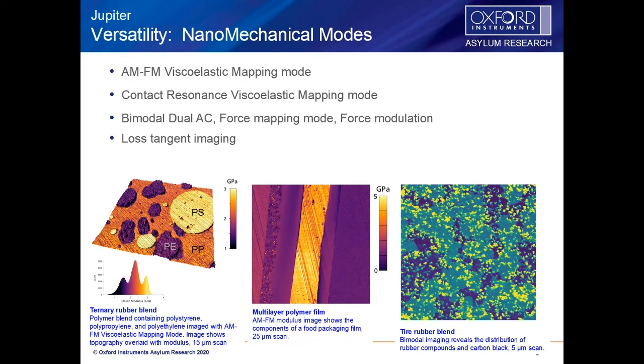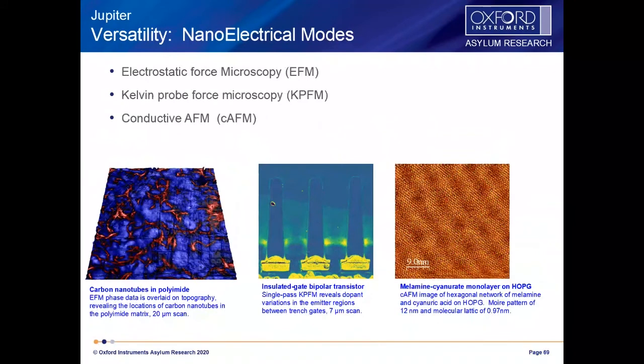And we also talked about electrical properties earlier in the seminar. So electrical properties can also be measured on this instrument using the different techniques that are shown on the screen, like electrostatic force microscopy, Kelvin probe force microscopy, and conductive AFM. The example on the left is carbon nanotubes in a polymer, where the nanotubes are embedded in the surface, but by performing a technique called electric force microscopy, we can visualize the location of these carbon nanotubes. They show up as red in the image.